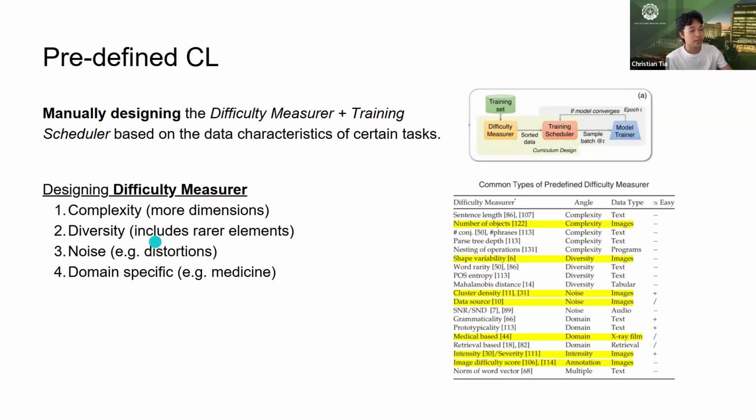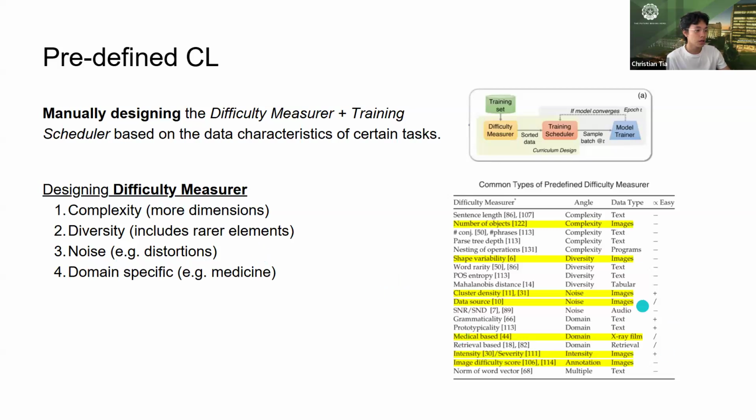Number two would be diversity. Different images could include rarer elements. If we consider the shapes for images, certain shapes like non-convex ones, like polygons, could be rarer in the data set compared to simple shapes like squares. So the squares, the less rare ones, would be considered easier, while the more diverse ones would be considered more difficult.